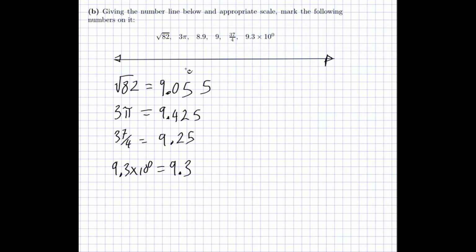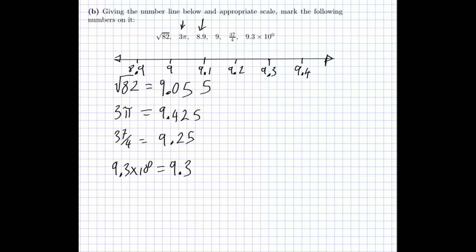We know our lowest number in the list is the 8.9, and the highest number in the list is 3 pi. It goes from 8.9 up to 9.4 or so. So let's say we go up in 0.1s, then that'll give us a pretty decent idea of where everything should go. So let's say there's 8.9 right there. Then let's say that this is 9, there's 9.1, 9.2, 9.3, and 9.4 is there.